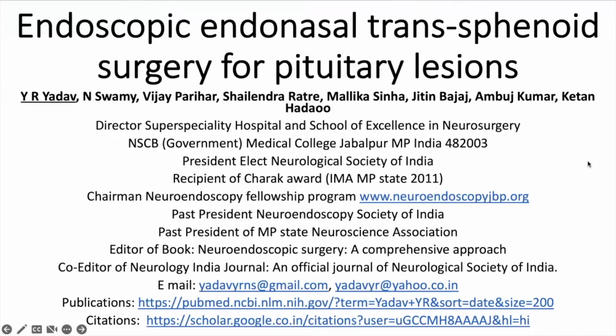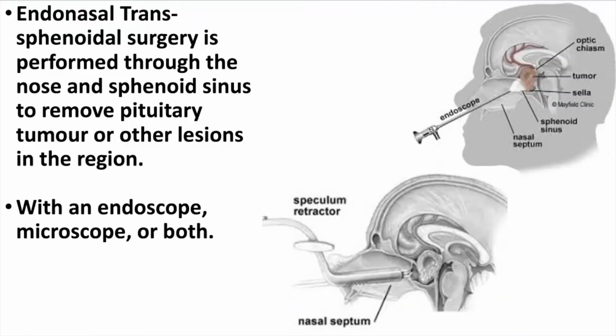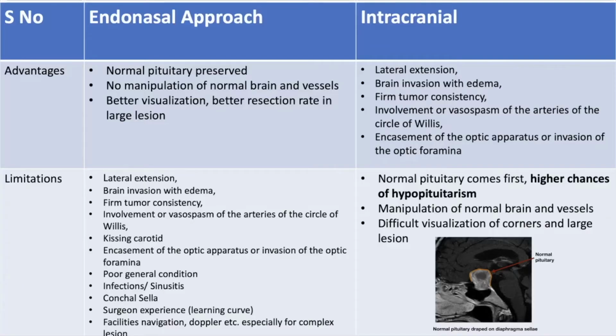Dear friends, I am going to talk about endoscopic endonasal trans-sphenoid surgery for pituitary lesions. Endonasal trans-sphenoid surgery is performed through the nose and the sphenoid sinus to remove pituitary lesions or other lesions in that particular location. This can be done with the help of endoscope, microscope, or both. The advantages and limitations of these two procedures, endonasal versus transcranial, are as follows.